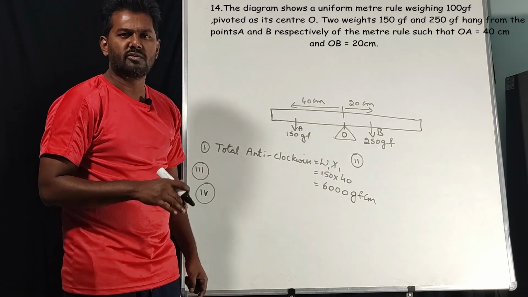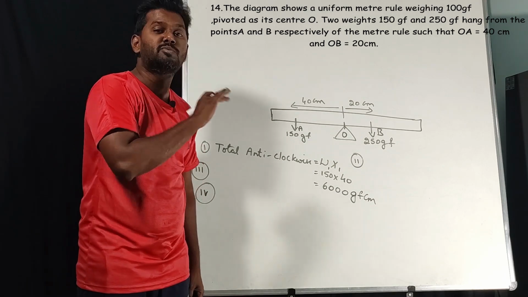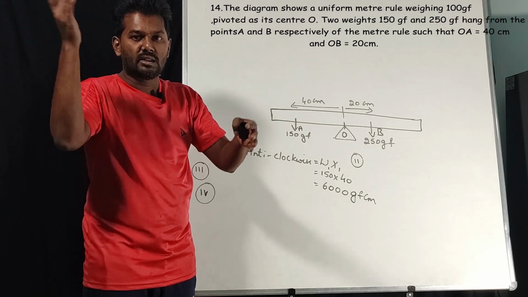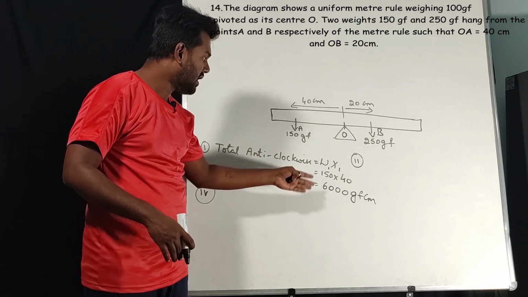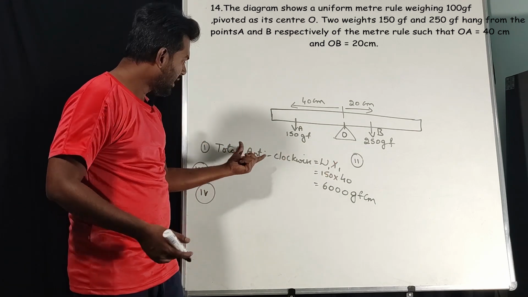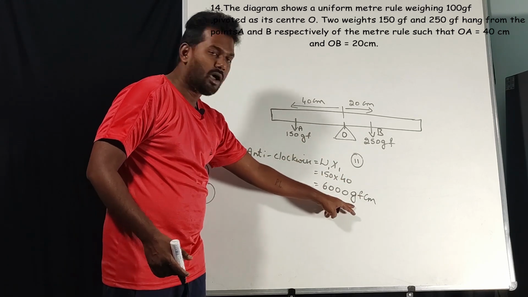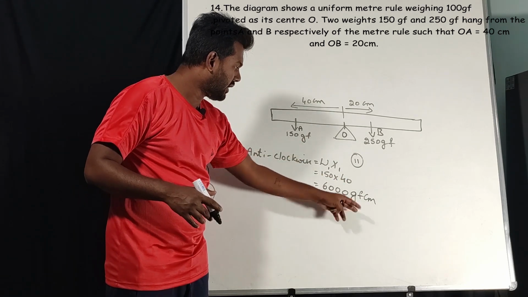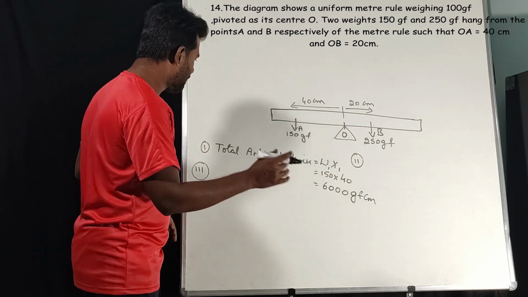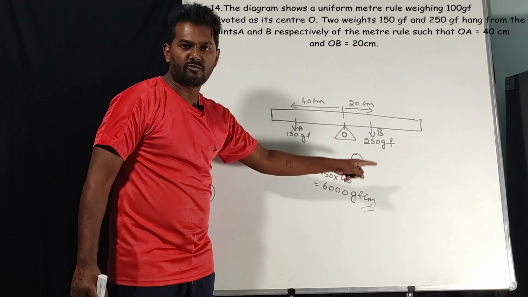See, in all the previous questions we did not write the units, but here we are writing the units. Why? Because in those previous questions LHS and RHS had the same units, that is why they were getting cancelled. Here there is no RHS and LHS. So that is why we have to write the unit. What is the unit of weight? Gram force. What is the unit of distance? It is centimeter. So this is the answer for the first one. It is 6000 gram force centimeter.